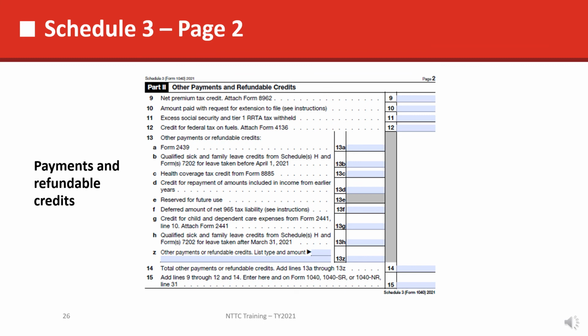These are other payments and refundable credits, Part 2. And so there was a whole list of possible refundable credits. Notice on here that credit for child and dependent care expenses on Form 2441 is listed on here. Qualified sick and family leave credits, those types of things. But some of these others are a little more obscure. So that's it for the end of the schedules and the end of the 1040.